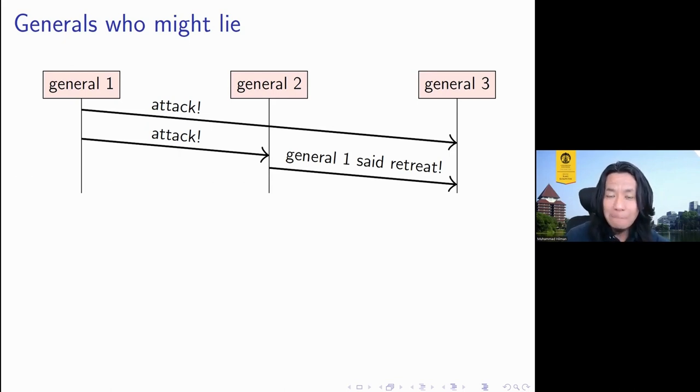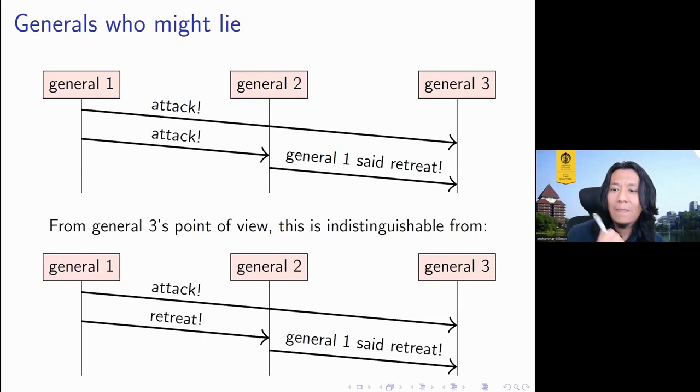But apparently in this case, General 2 is a traitor. What can a traitor general do? It will reverse the command. Instead of passing on attack to the other general, General 2 says retreat. You can see here, General 1 sent the attack command to General 2, but General 2 said retreat to General 3. It's just twisting the message from General 1. From General 3's point of view, it is the same as General 1 sending two different messages, one saying attack and one saying retreat. So from General 3's point of view, this is indistinguishable.